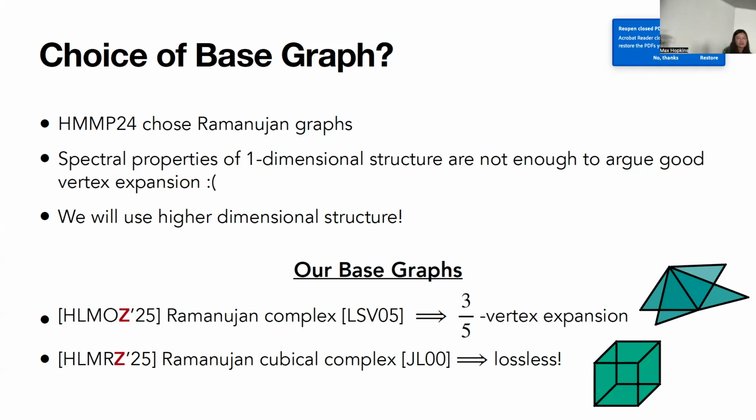So the base graphs that we actually use won't have very good vertex expansion themselves. It'll be some really small constant, but the higher dimensional structure was really important for helping argue the properties we need. Okay, any more questions? These are all good questions.